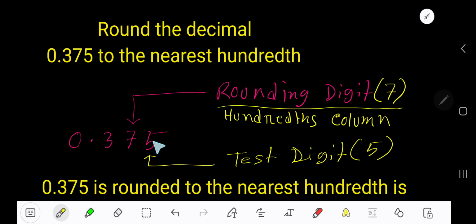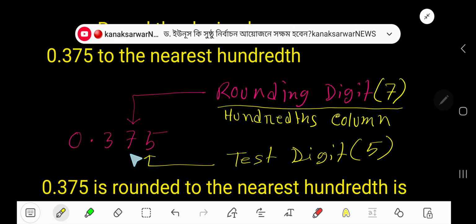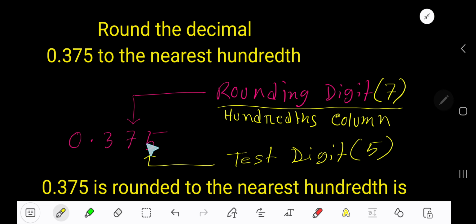If the test digit is equal to 5 or greater than 5, we add 1 to the rounding digit. So add 1 to the rounding digit 7.